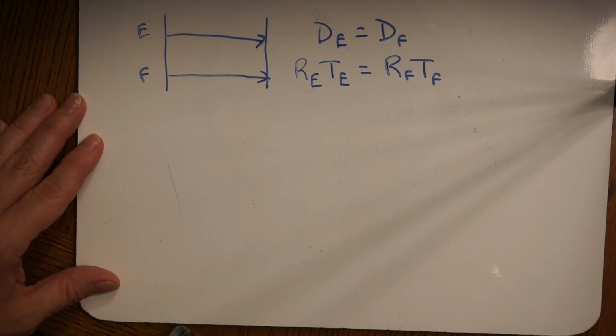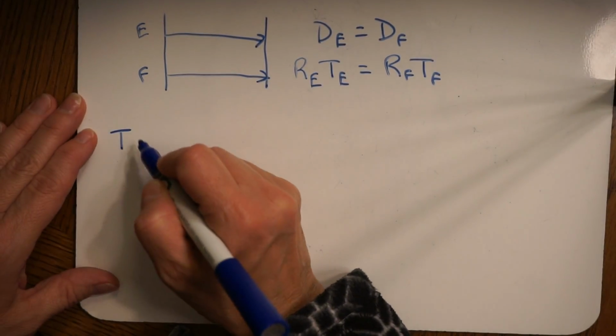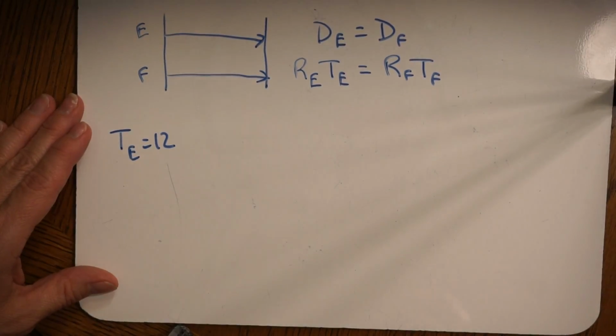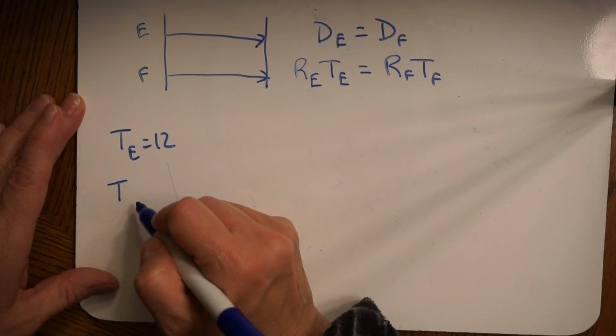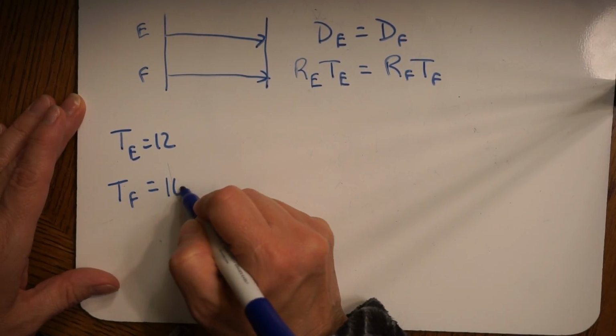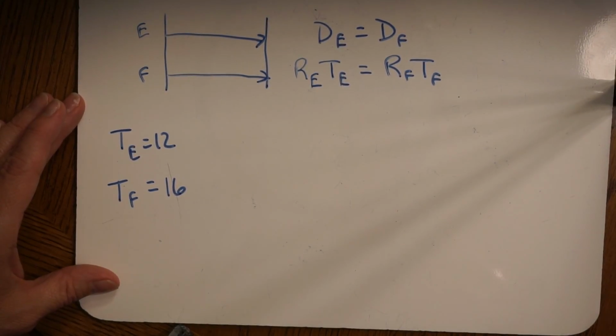So, it says here on Tuesday the express train made the trip in 12 hours. So the time of the express is 12. On Wednesday the freight train made the same trip in 16 hours. So the time of the freight is 16. So we have 2 of them. We need at least one more. The rate of each train, find the rate of each train.